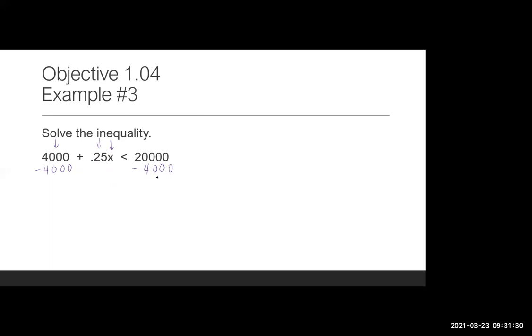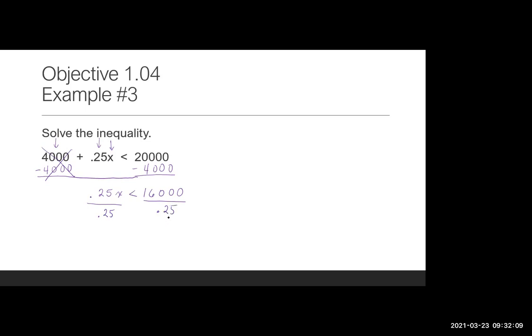So I'm going to subtract 4,000 on both sides of the equation. When I do that, 4,000 minus 4,000, those go away. I'm left with 0.25x is less than, and then I've got 20 minus 4,000, which is 16,000. All right, then I've got to get rid of the multiplied by 0.25. So the opposite of multiplying by 0.25 is to divide by 0.25. So we'll divide both sides by 0.25.